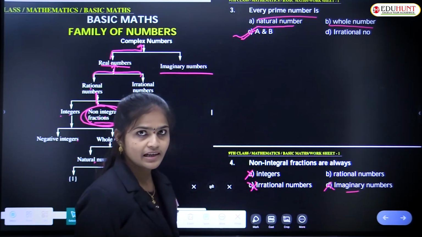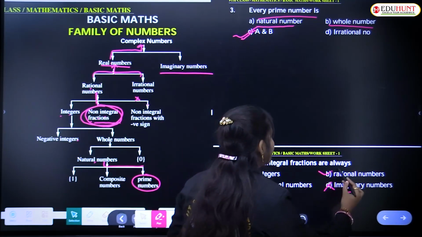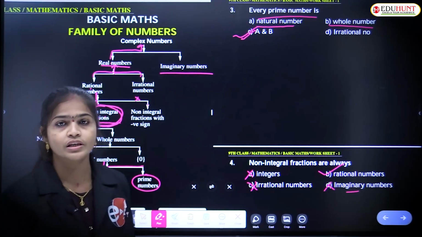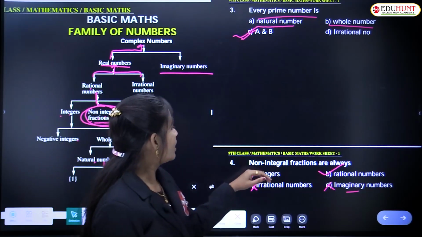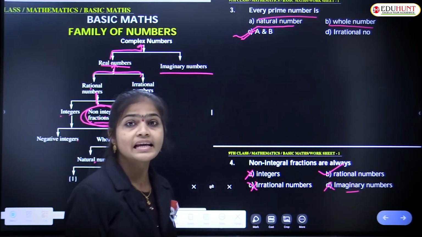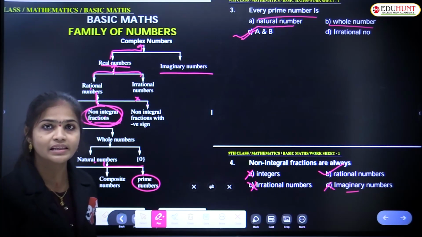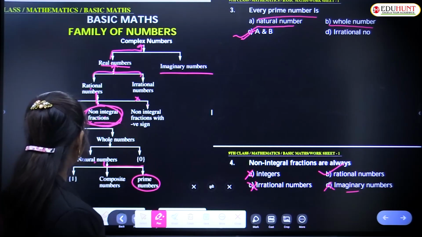So which option is correct? Yes, that is related to rational numbers. Okay children, which option is correct? Non-integral fractions are always rational numbers. Am I clear? Yes, see the next question.